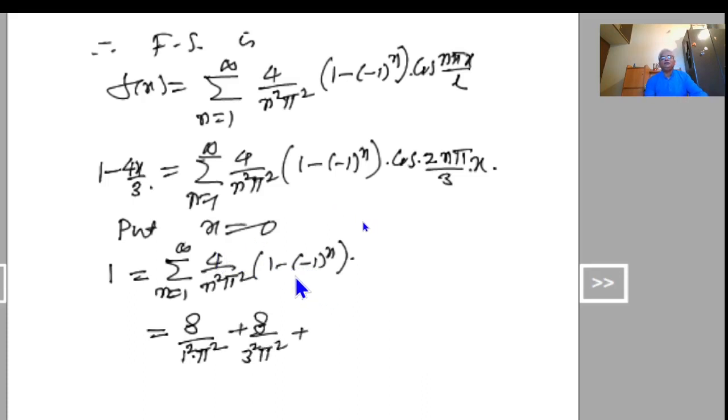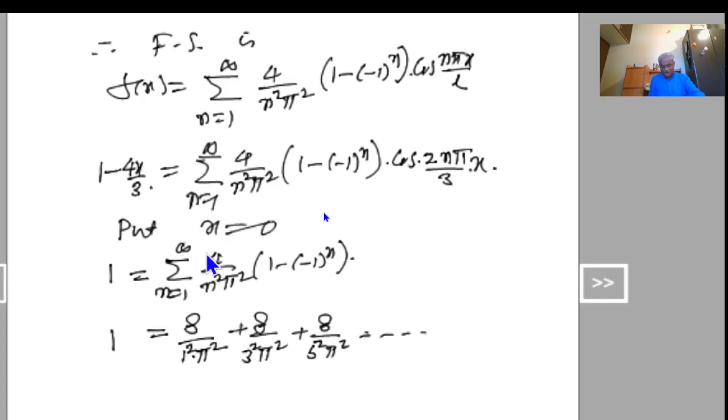Again, if I put n equal to 4 here, this becomes 1. 1 minus 1 becomes 0. Everything becomes 0. Next, we put n equal to 5. This becomes minus 1. 1 minus of minus 1 is plus 1, 1 plus 1 is 2. 2 into 4 is 8. 8 divided by n square pi square plus and so on.